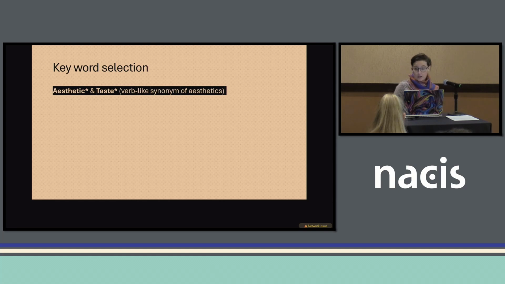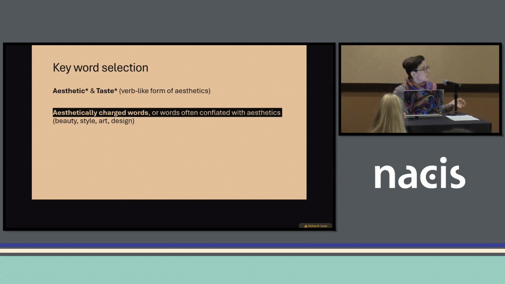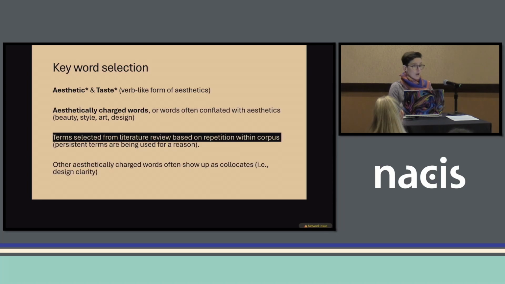To select keywords, I picked my primary word of interest, which was aesthetic, and its verb-like synonym, taste. And I also selected a number of aesthetically charged words, often conflated with aesthetics. These came from my literature review, but my discriminating quality, so why I picked one word over another, is by repetition. So more attestations tend to mean that a concept is more important and it's containing more meaning. There's a reason that one word is being used rather than another.